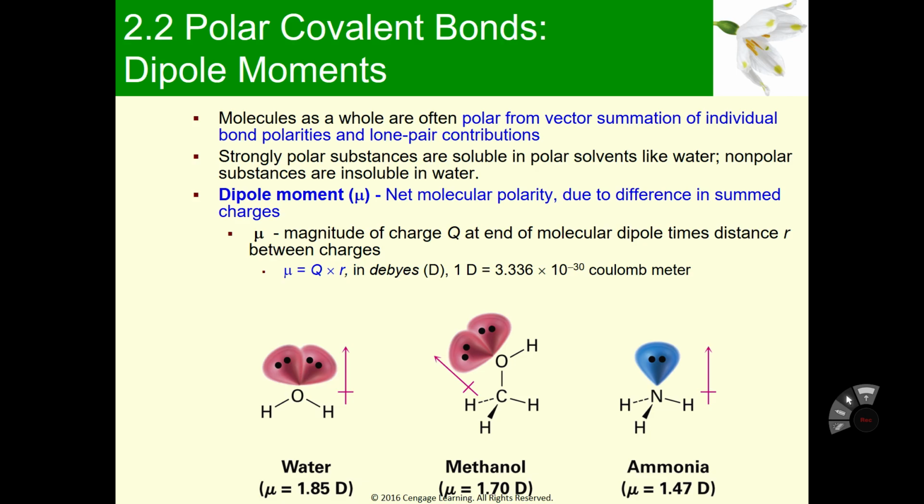Actually, you can calculate it if we know the charge and the distance. Try to pay attention to the unit, the Debye. The unit of Debye is coulomb meter, because it is defined as charge multiplied by distance. The unit of charge is the coulomb, and the unit of distance is the meter. So 1 Debye equals 3.336 times 10 to the minus 30 coulomb meters.